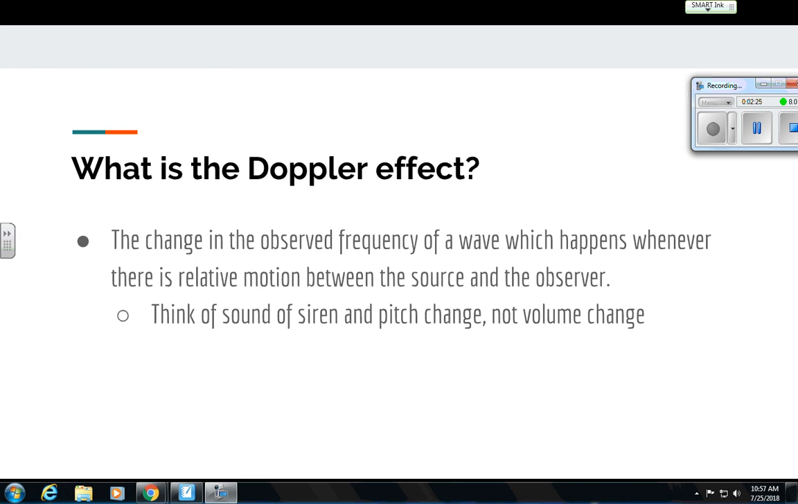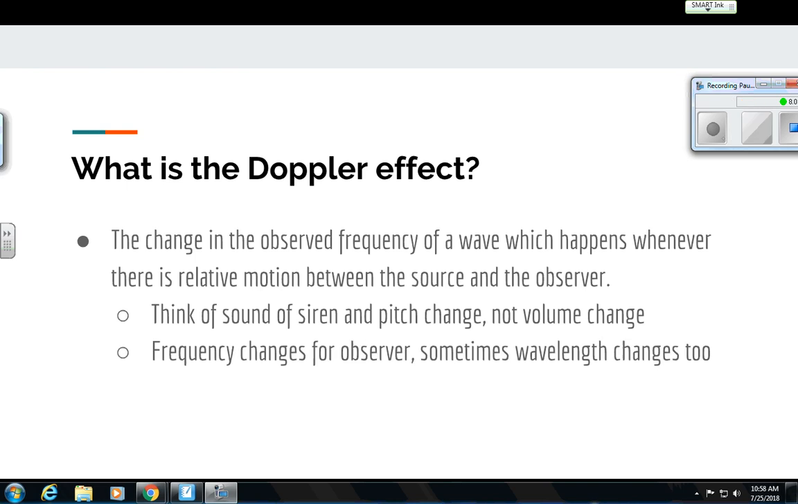Obviously, as a car approaches and leaves, the volume is going to get louder and softer because the car is getting closer and farther away. That's not the effect we're talking about. What we're talking about is an actual change in pitch or tone. The wave property that most often changes is the frequency. Occasionally, depending on the situation, you'll also get a difference in wavelength, but the frequency of the waves will always change if there's relative motion between the source and the observer.